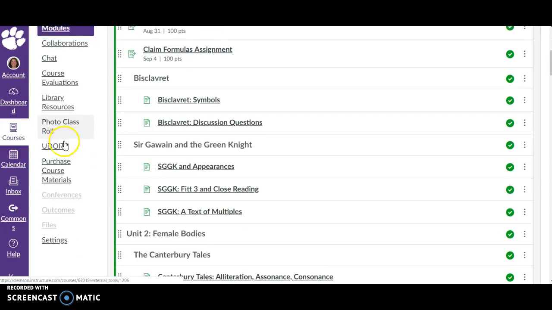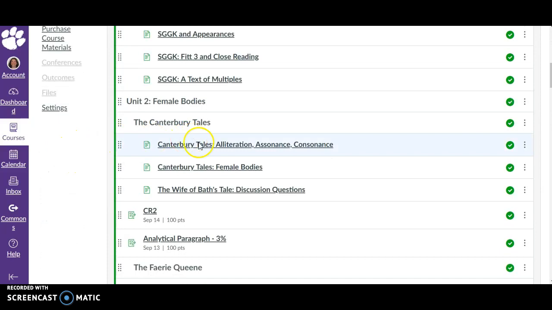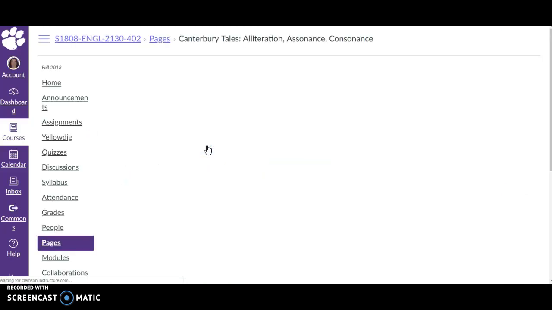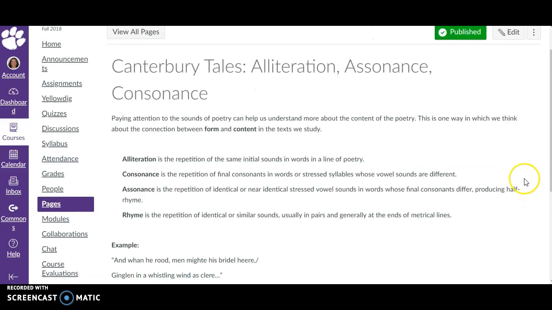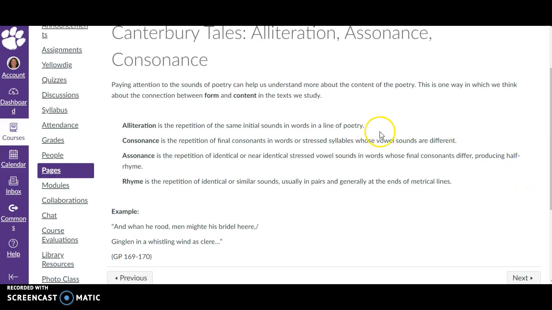So under modules, scroll down to the Canterbury Tales and click on the Alliteration, Assonance, and Consonants tab. Here I give you definitions of these three figures, or actually four figures of speech that involve sound. I did include the definition of rhyme, even though most people are pretty familiar with the concept of rhyme. And then I'm giving you a little example here. So if we understand that alliteration is the repetition of the same initial sounds in words in a line of poetry, that's like the she sells seashells. So that repetition of the S at the beginning of all those words.